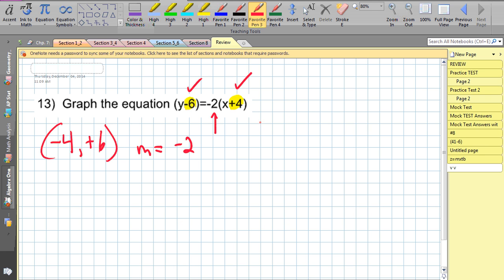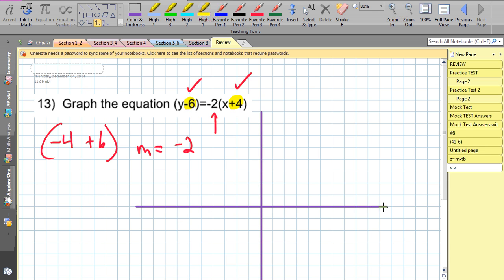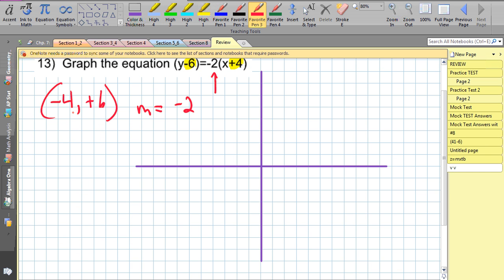And the slope here is going to turn out to be negative 2. Well, in this case, when I graph, I don't need a y-intercept. I just need any point. Well, they told me a point, negative 4, 6. So I count 1, 2, 3, 4, and 1, 2, 3, 4, 5, 6. That is the point that's on this line.